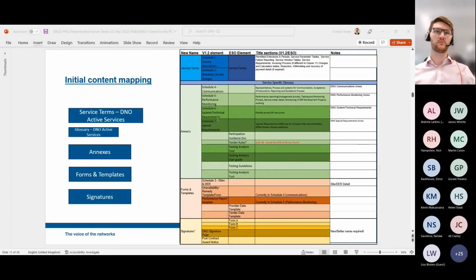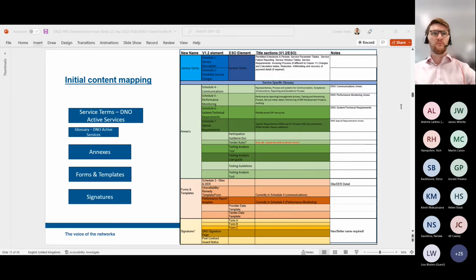So this is how we got to where we're at. For those of you who are interested, on there we've got the initial mapping structure. I'm not sure where the boxes are different; I think that's my error, so apologies for that. But if you see on the new name, which is service terms, then you've got the annexes, forms and templates and signatures.